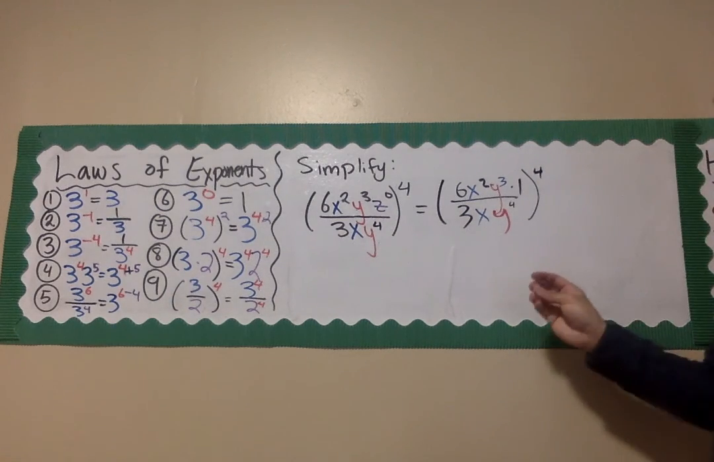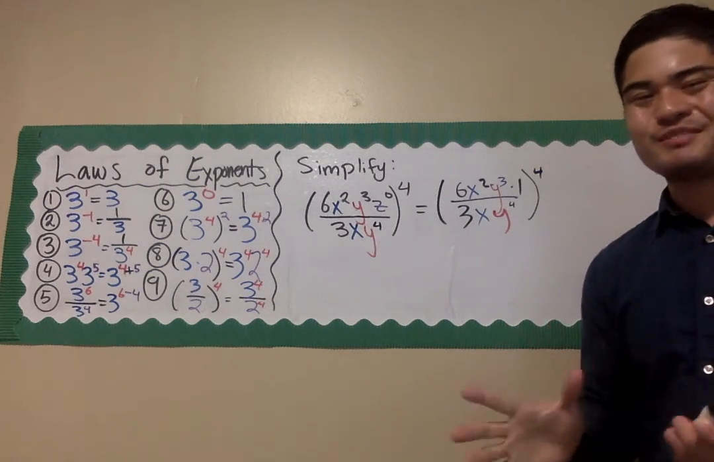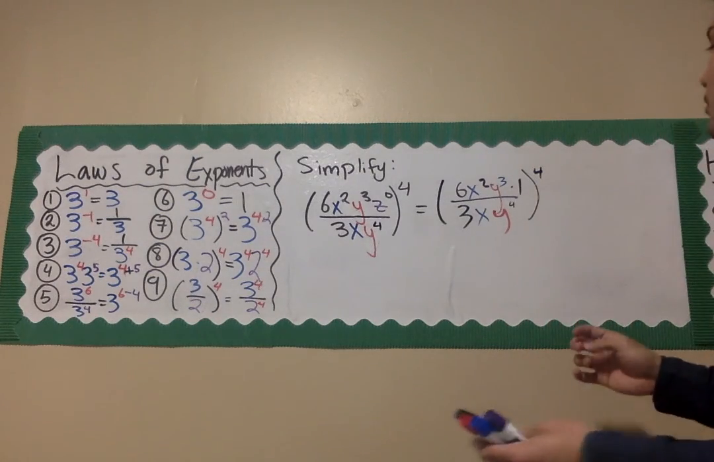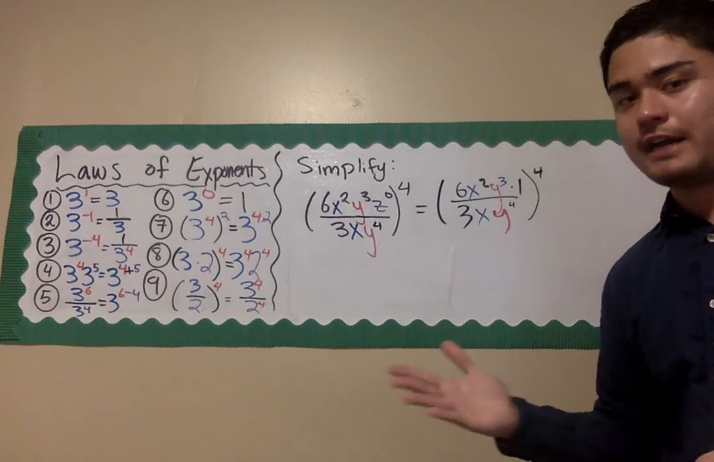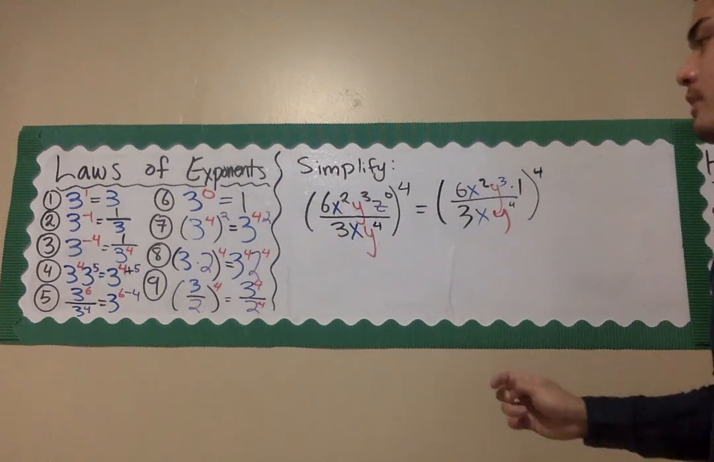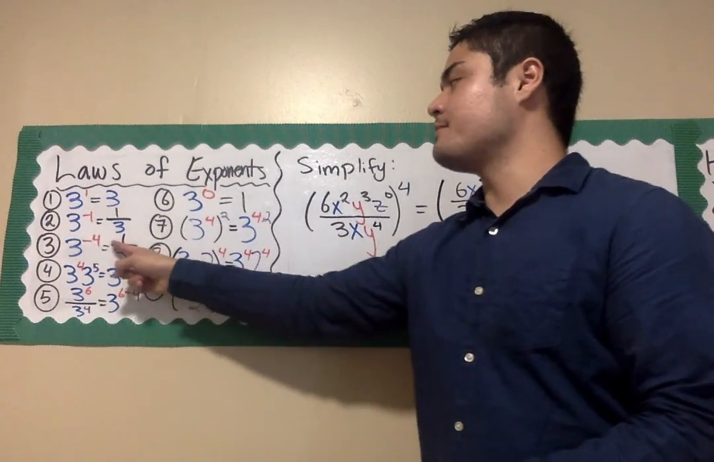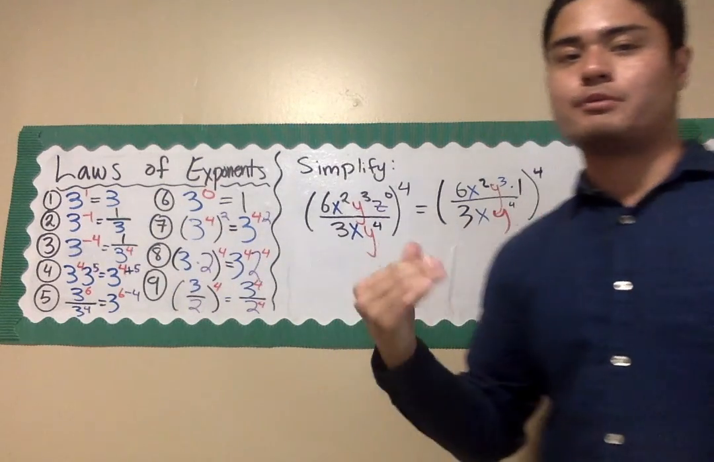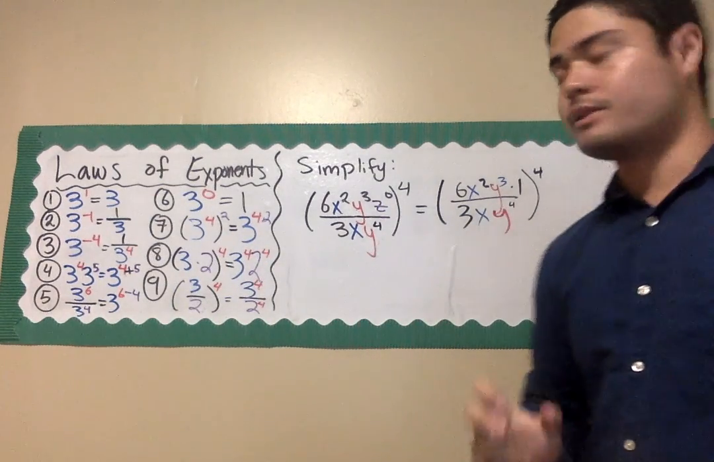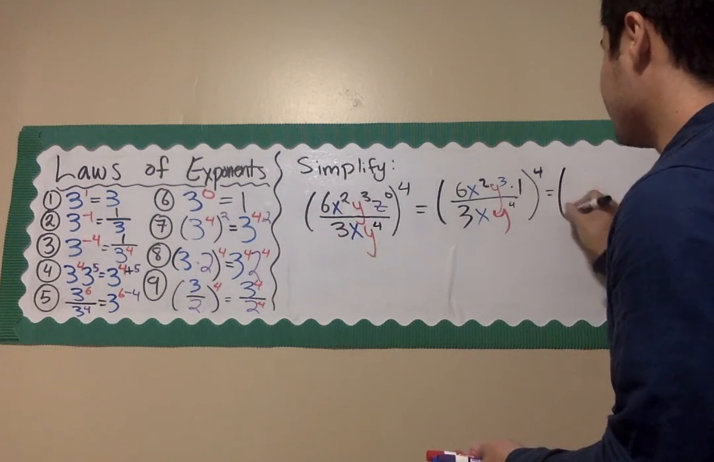Okay, so we have this fraction, and I know for a lot of students, since we don't like fractions, we might as well use the laws of exponents to our advantage and try to get rid of some fractions. According to law number 2 and 3, if we have something in the denominator, we can bring it to the numerator and make the exponent negative, which is what we're going to do here. So I'm going to rewrite this.